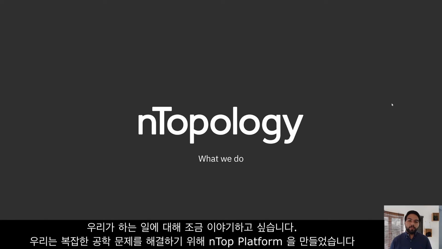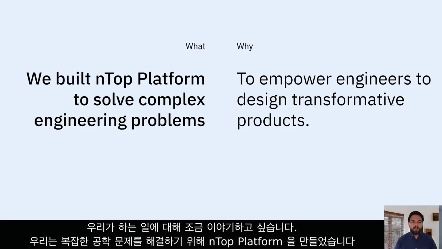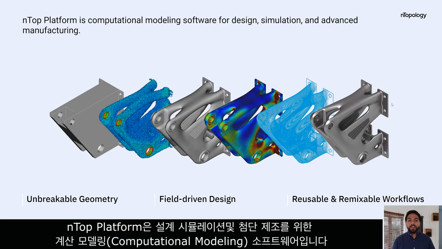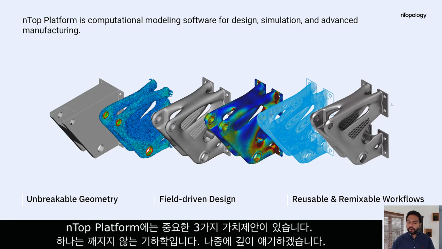And I want to talk a little bit about what we do, right? So we built Intop platform to solve complex engineering problems. And the reason we do this is we really wanted to empower engineers to design transformative products that we've never seen before, never been capable of before. And so Intop platform is a computational modeling software for design, simulation, and advanced manufacturing. And there are three main tenets or value propositions of Intop platform.